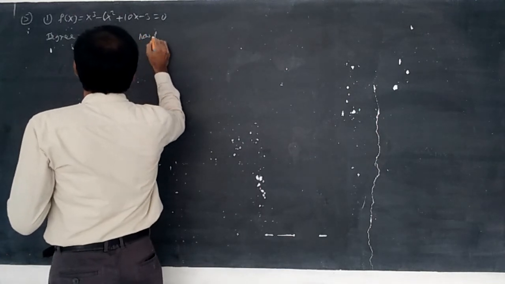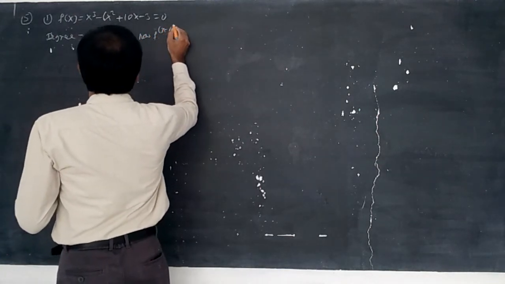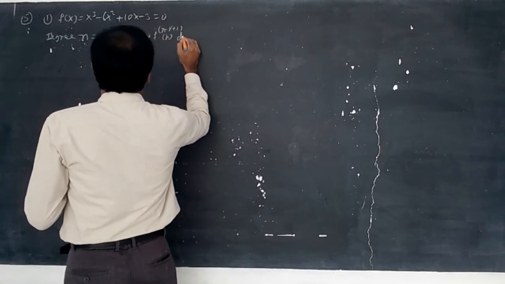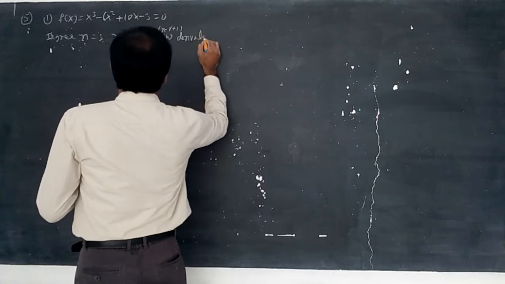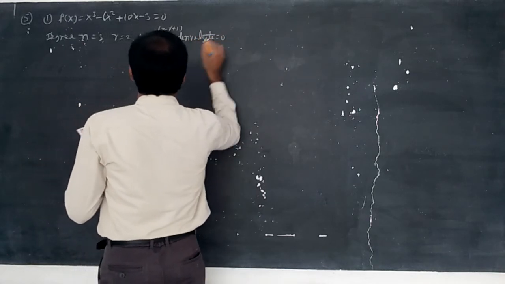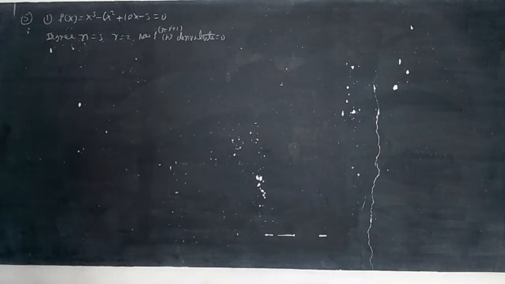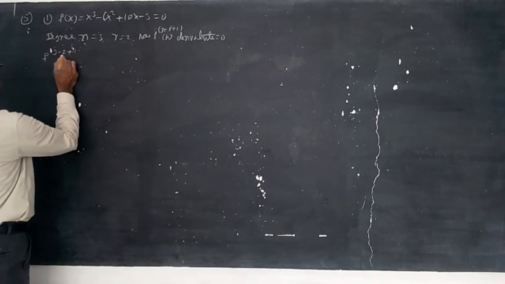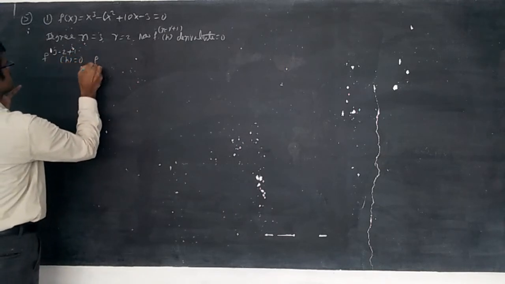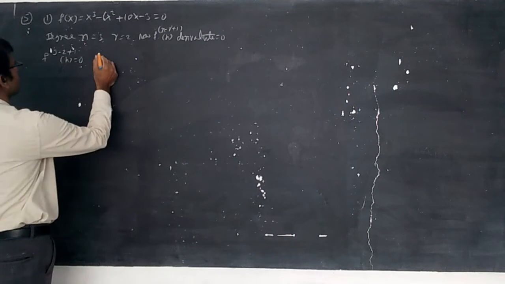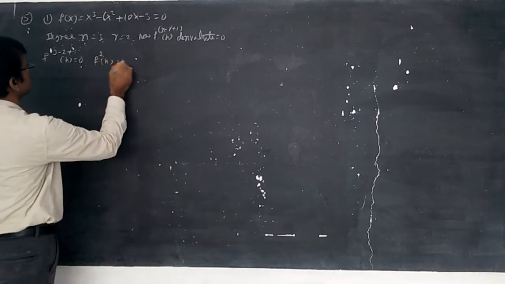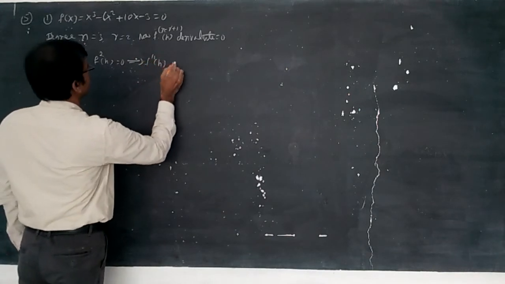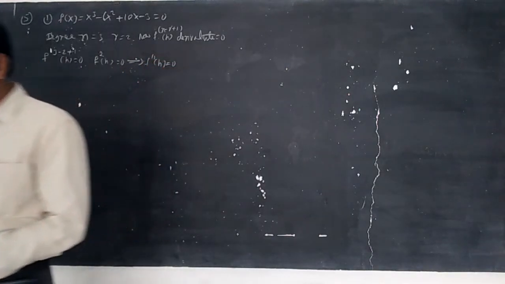Now we can write f power n minus r plus 1 of h derivative is equal to 0. So f power 3 minus 2 plus 1 of h equal to 0. 3 minus 2 means 1, so f power 2 of h equal to 0. That implies f double dash h is equal to 0.